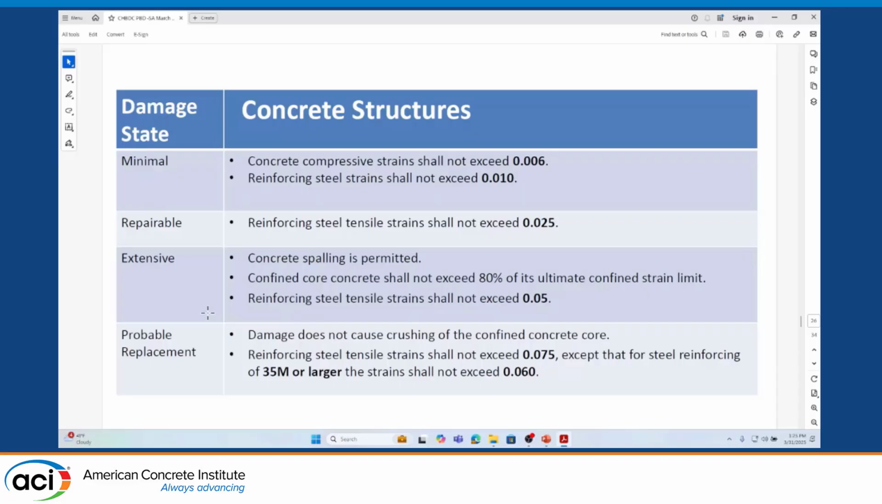When I was referring to CSA previous version, S6 2014, 1 minute left? Oh, I have so many other slides to discuss.